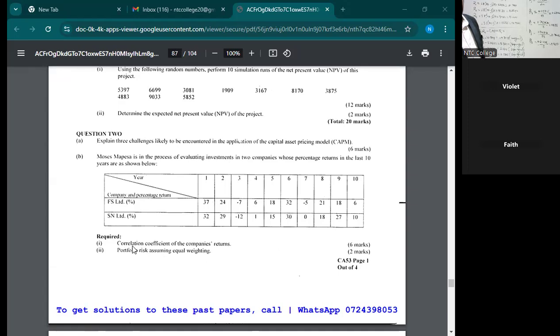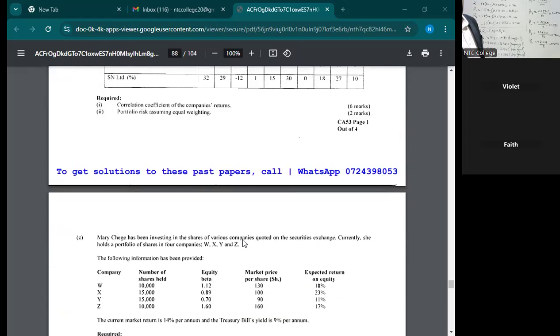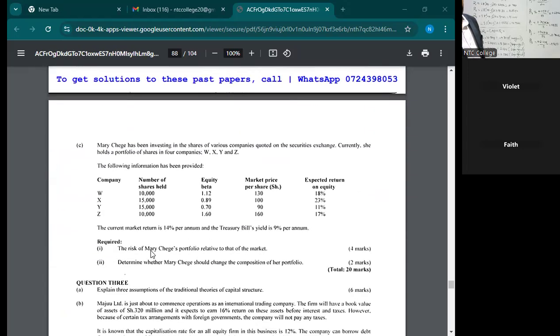Portfolio risk, we have a correlation coefficient of their companies, then portfolio risk assuming equal weight. Correlation coefficient you cannot fail to do, right? This is easy. But let us see this Mary Chege one first. So the first thing is that they're telling you that the current market return is given as 14%, that is ERM. The treasury bill, that is the risk-free rate, is given as 9%. The risk of Mary Chege's portfolio relative to that of the market.